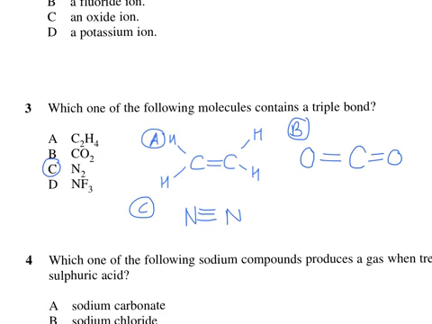And just to check, molecule D is nitrogen trifluoride. So we've got nitrogen singly bonded to 3 fluorine atoms. Because fluorine can only form 1 bond, nitrogen likes to have 3 bonds. So there's only 3 single bonds in molecule D.